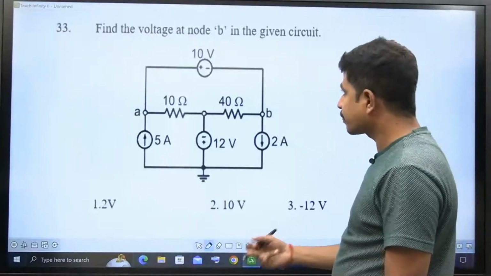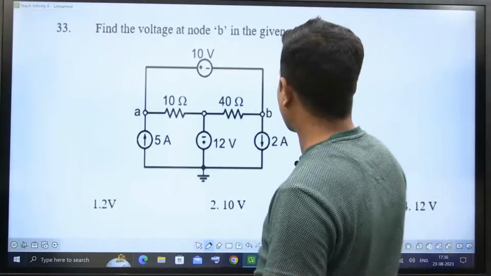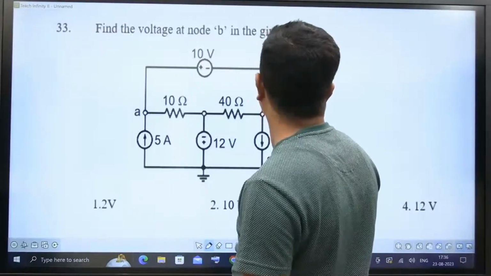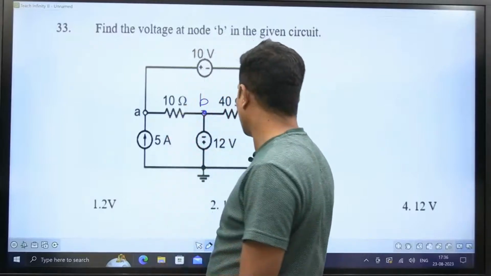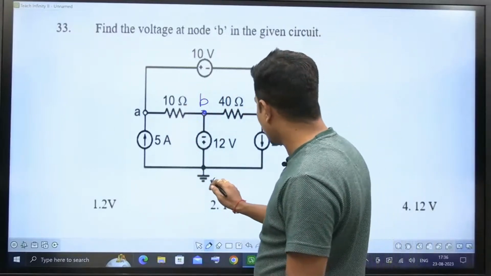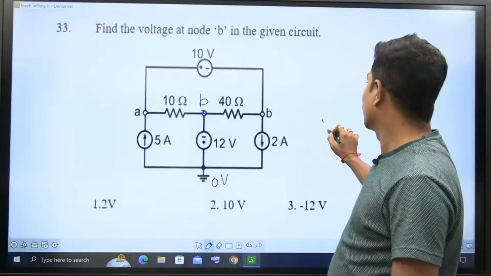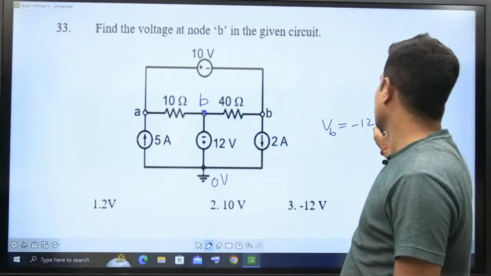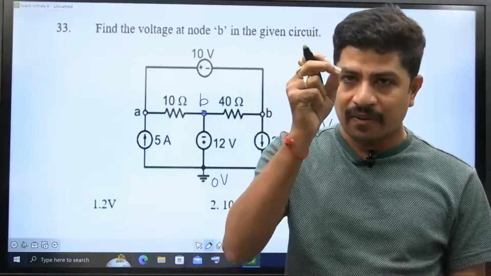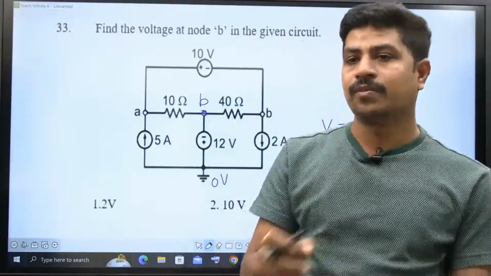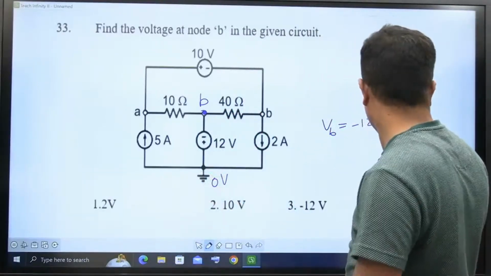In the starting. From network analysis, find the voltage at node B in the given circuit. Node B, this is B. This is 0 volt, already given. Now, what is that voltage VB? So VB is simply minus 12. When you are measuring voltage, do remember one thing: always voltage has to be measured from a given point to the reference. This is the given point and this is the reference. It is minus 12, right?